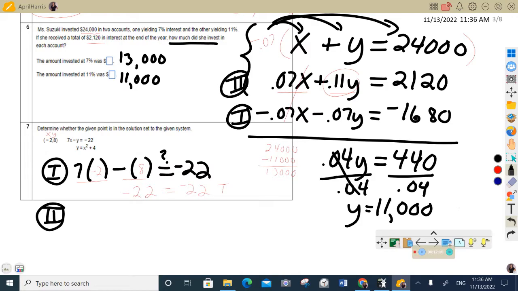So in the second equation, we have y. Well, we're plugging in y to be 8. Does that equal whatever we get when we square x and add 4? So x in this ordered pair is negative 2. Well, negative 2 squared is 4, and 4 plus 4 does equal 8. So yes, it makes both equations true. So it is a solution to the system.